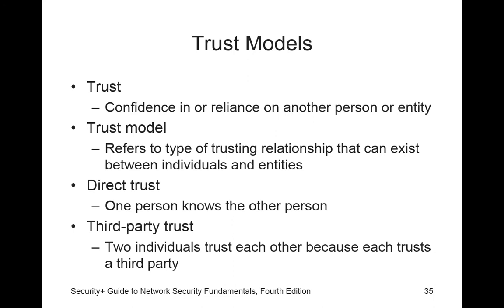Trust models. Well, what is it built on? Trust. Basically, it's trusting that a relationship does exist. Direct trust, one person knows another. Kristen knows Aaron. That's a direct trust. Third party trust. Carol knows Kristen through Aaron. Well, in that case, that scenario wouldn't work.